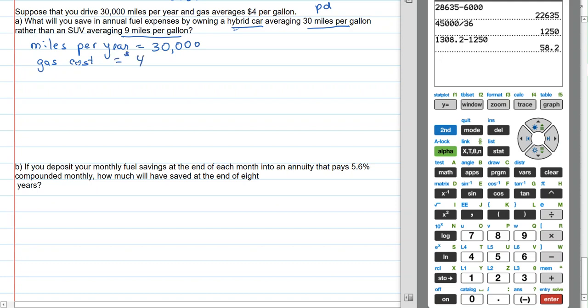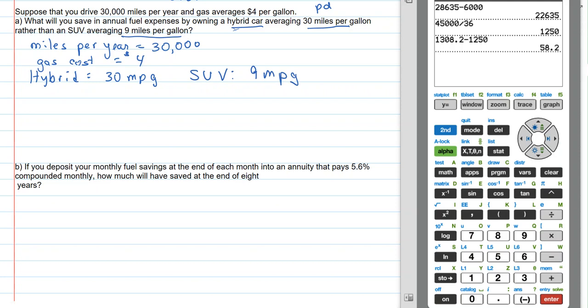$4. All right. So, for the hybrid, at 30 miles per gallon, and for the SUV, at 9 miles per gallon. All right, so we need to first find out how many miles per gallon go into 30,000 to figure out how many gallons we use.